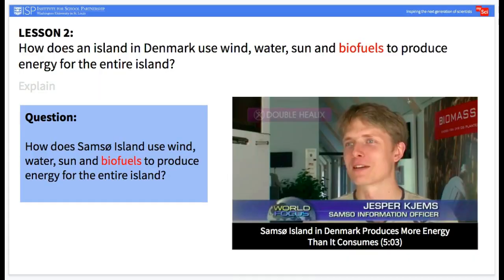In the Explain portion of this lesson, students will share out their claims and supporting evidence and use what they have learned to answer the lesson level question, how does Samsu Island use wind, water, sun, and biofuels to produce energy for the entire island? They will expand on their explanations by watching a video about how the island produces more energy than it consumes.